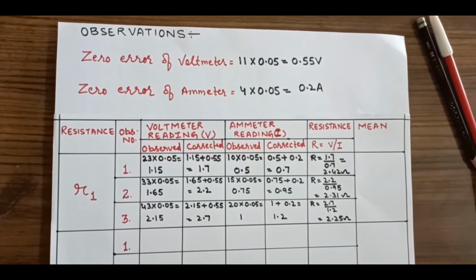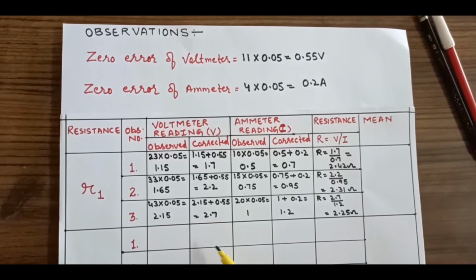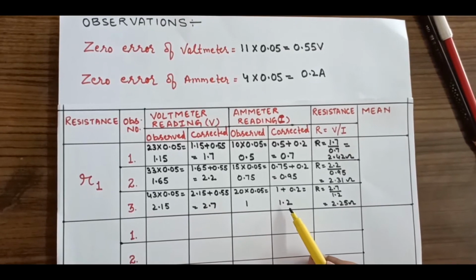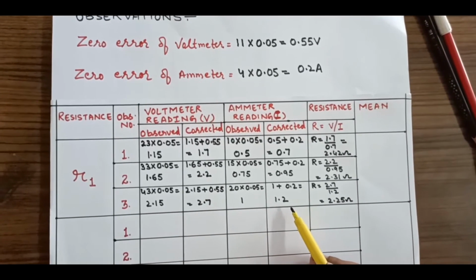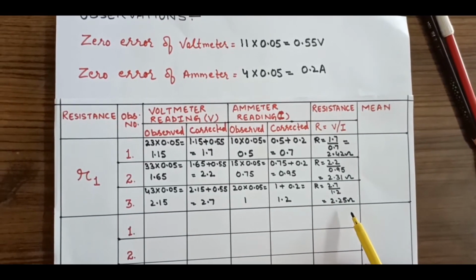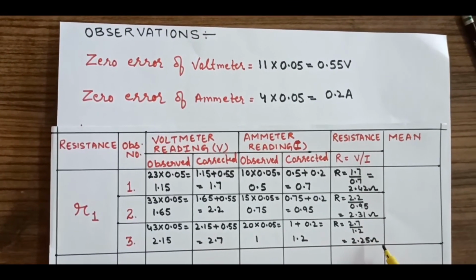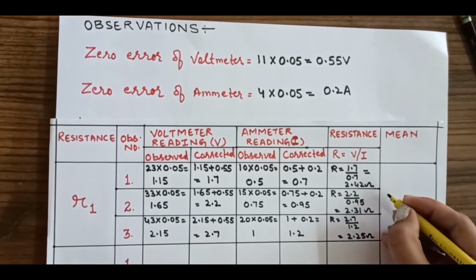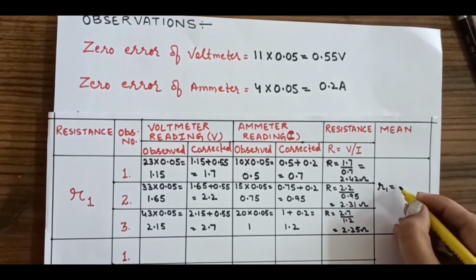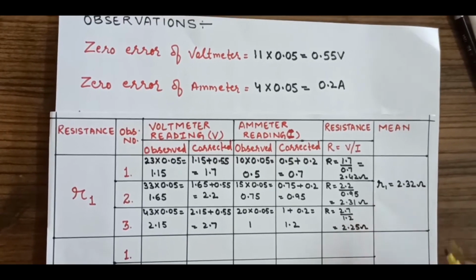In the same way we have done the calculation for the third observation, by which we have got the value of the voltage 2.7 volt, the value of the current 1.2 ampere, and from these two values we have got the resistance 2.25 ohm. Now we will find out the mean of these three values of the resistance. Then we will get the resistance R1 equal to 2.32 ohms.